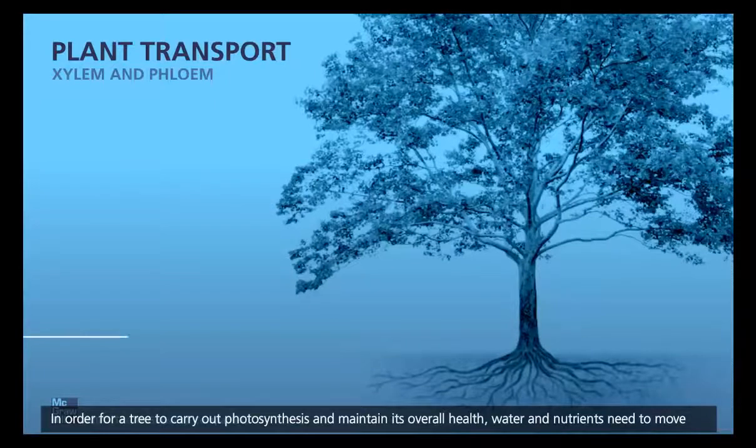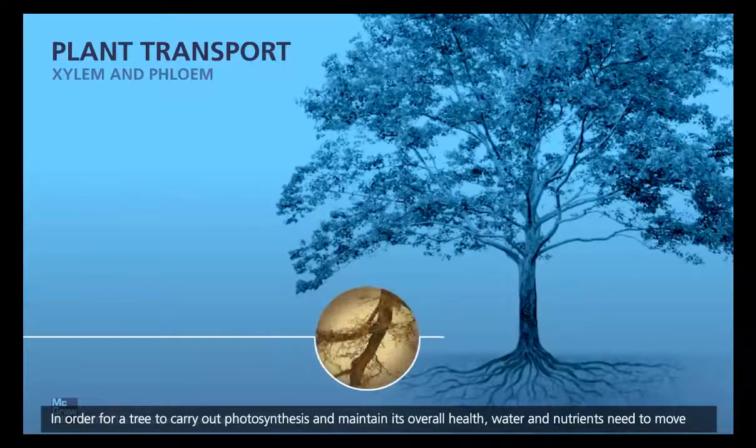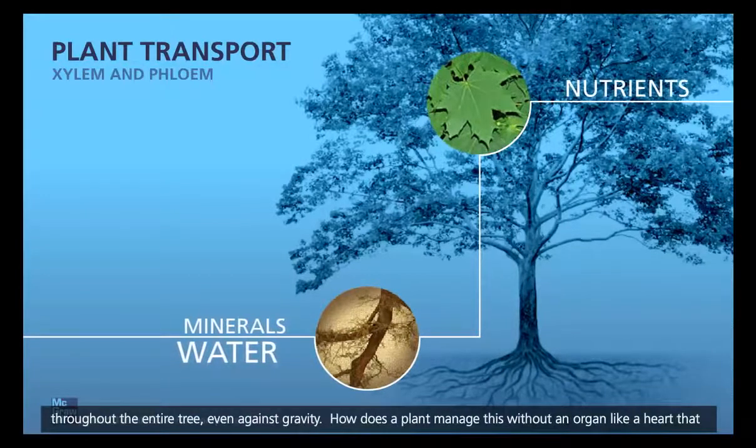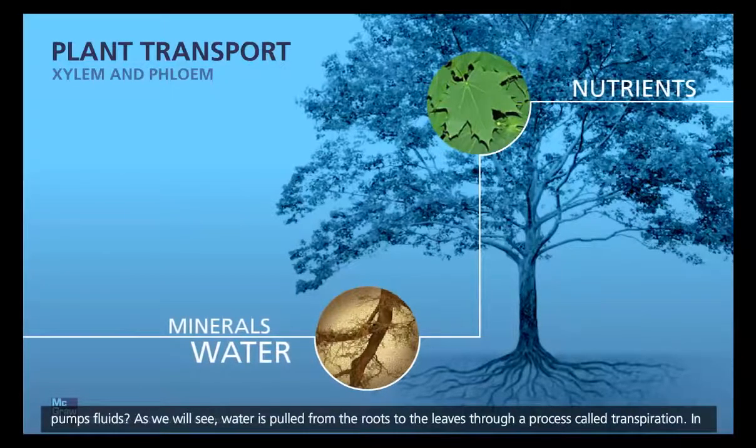In order for a tree to carry out photosynthesis and maintain its overall health, water and nutrients need to move throughout the entire tree, even against gravity. How does a plant manage this without an organ like a heart that pumps fluids?